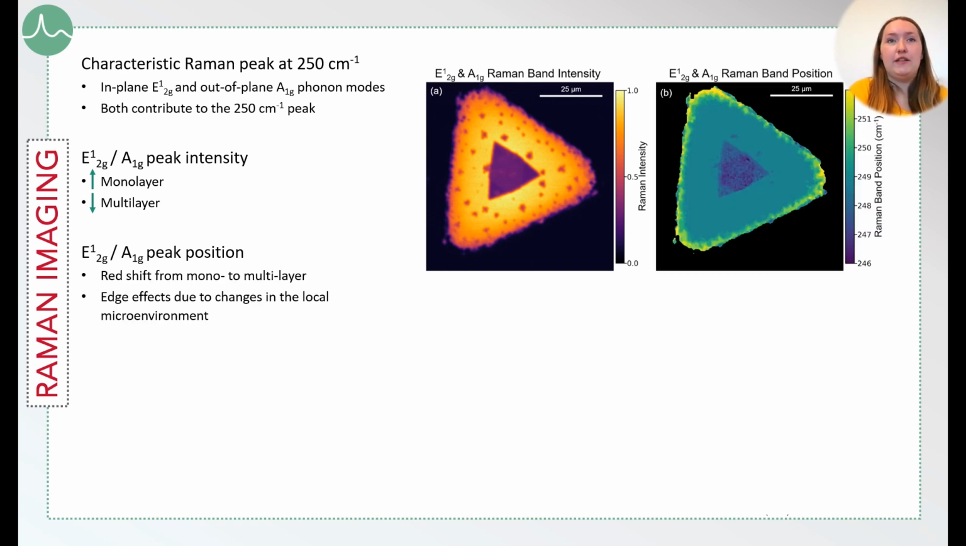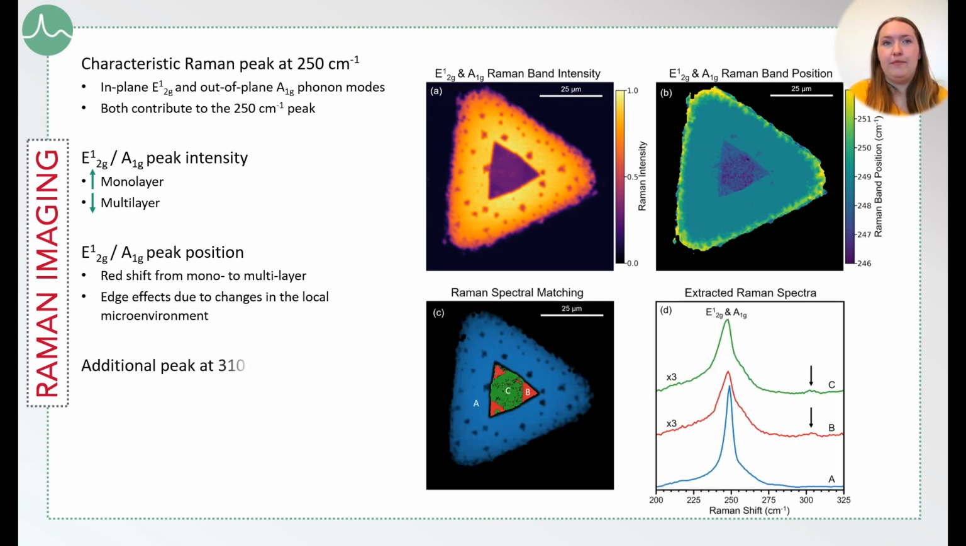The peak is redshifted, i.e. it moves to areas of a higher wave number, as the crystal no longer is monolayer, when it becomes multilayer. We also see significant edge effects with peak position, and this is due to the extremes at these microenvironments where they're being grown, and it includes factors such as stress and strain.